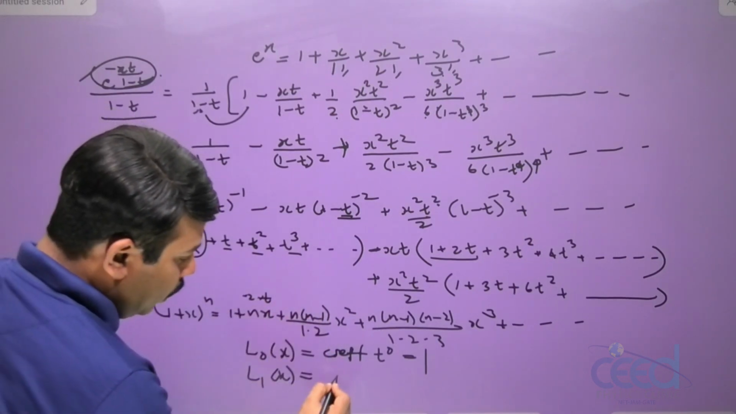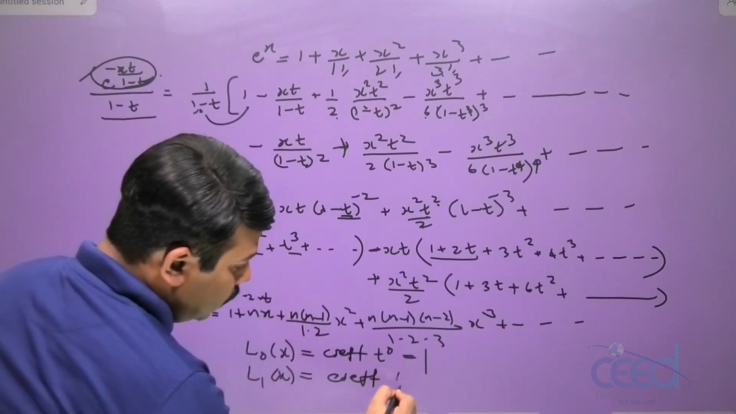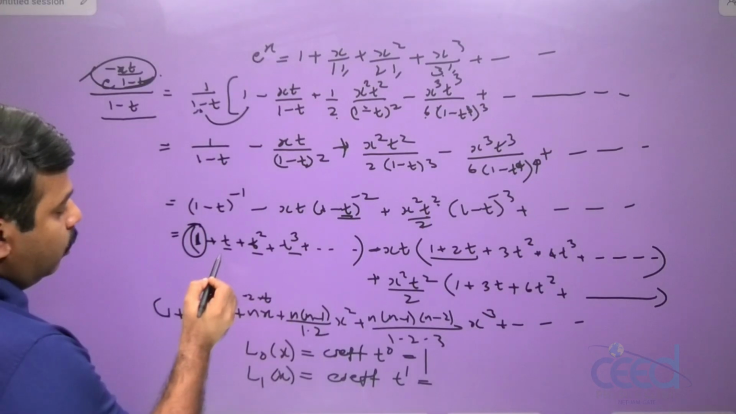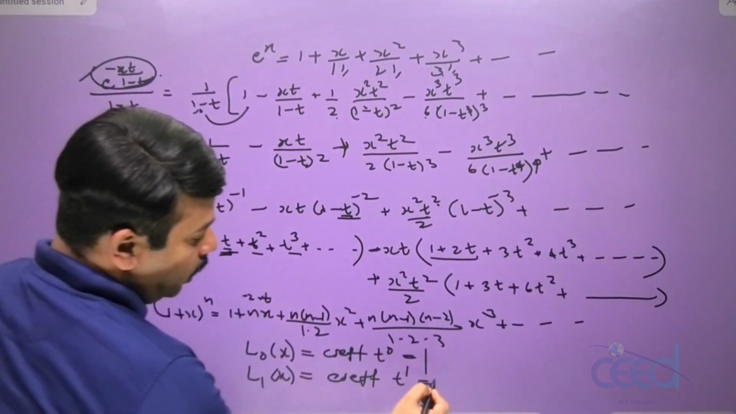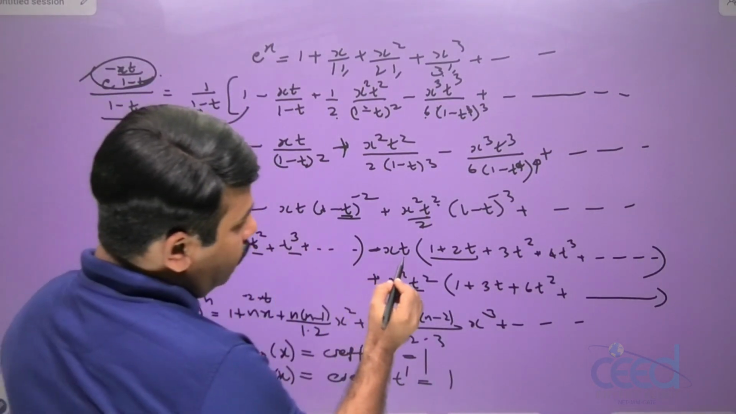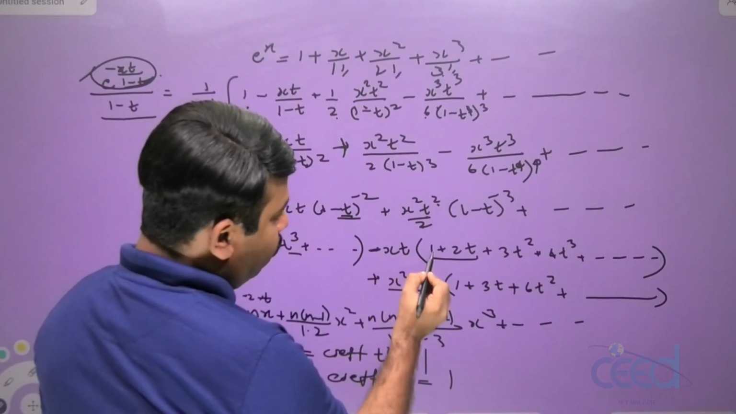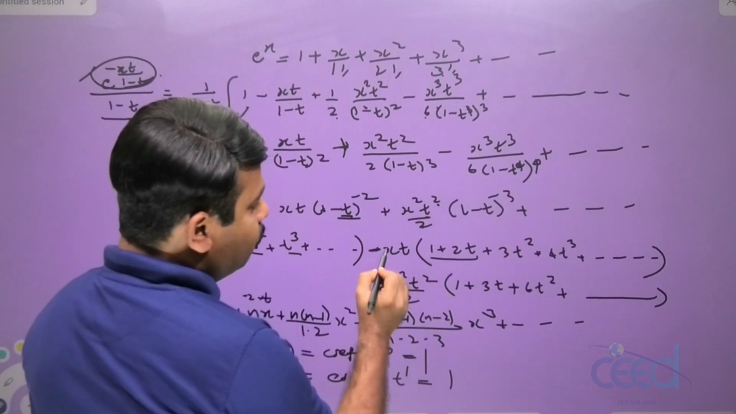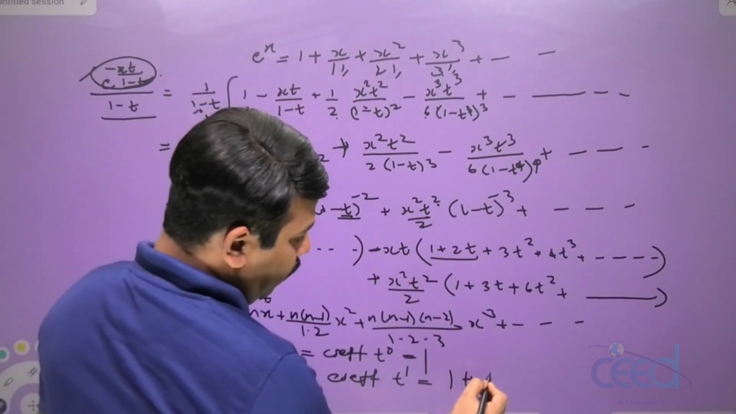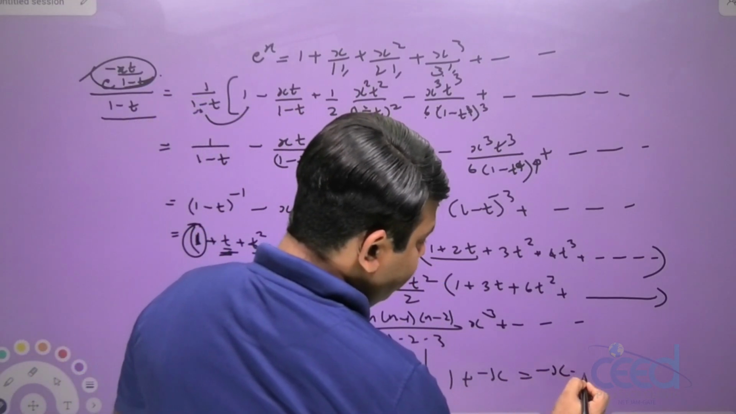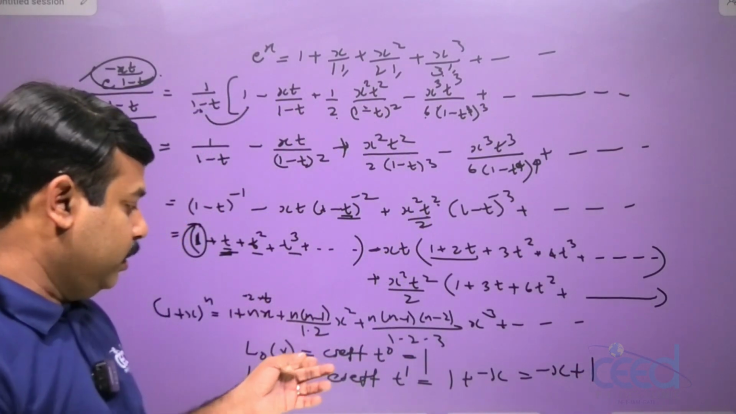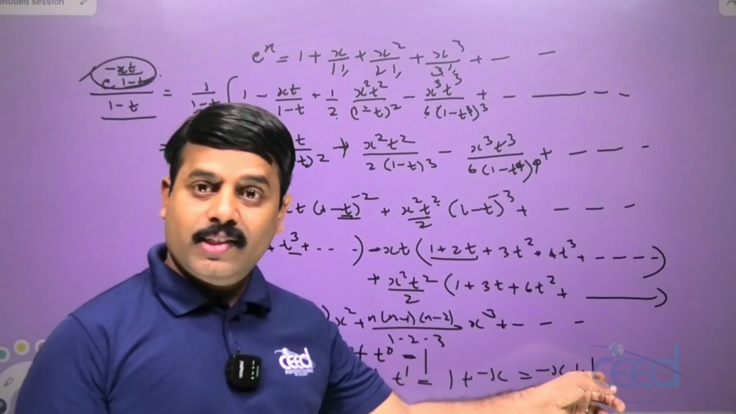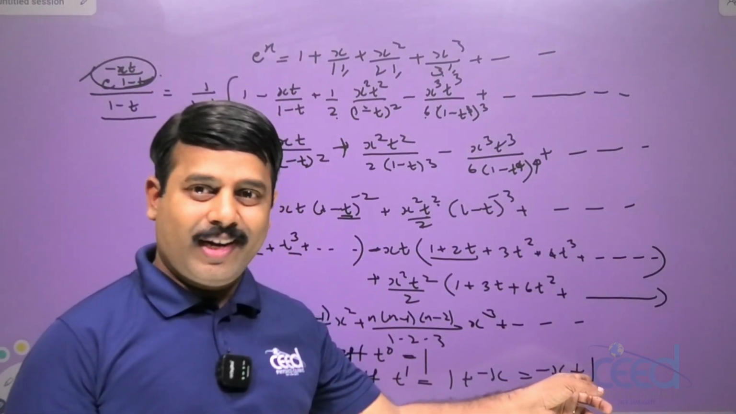The coefficient of t raised to 1. What is t raised to 1? The coefficient of t raised to 1 is here 1, and in this term, multiplying this, the coefficient of t is minus x. Minus x. Then minus x plus 1. Am I right? So we have already studied that L0 of x is 1. L1 of x is minus x plus 1. Now it is true, right?